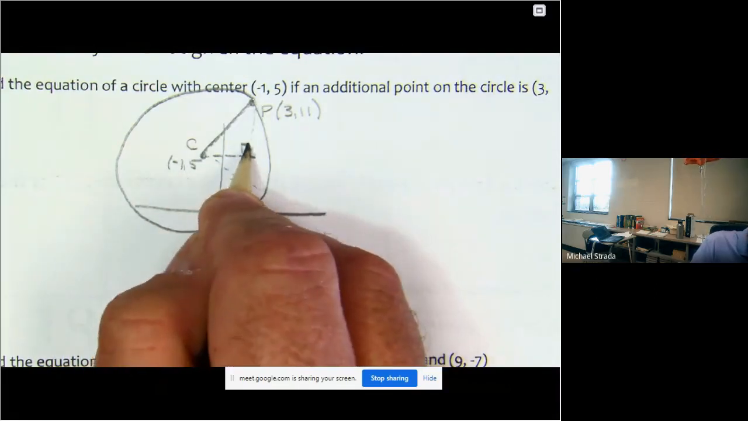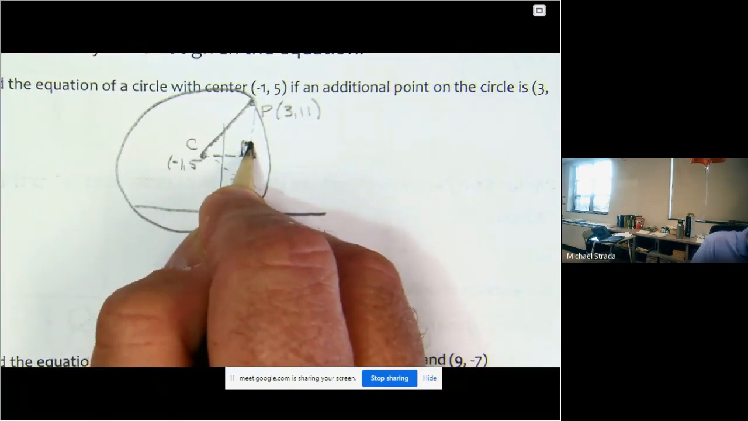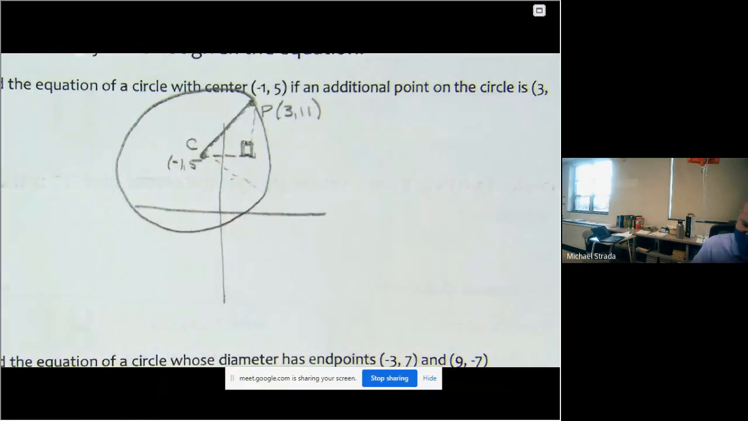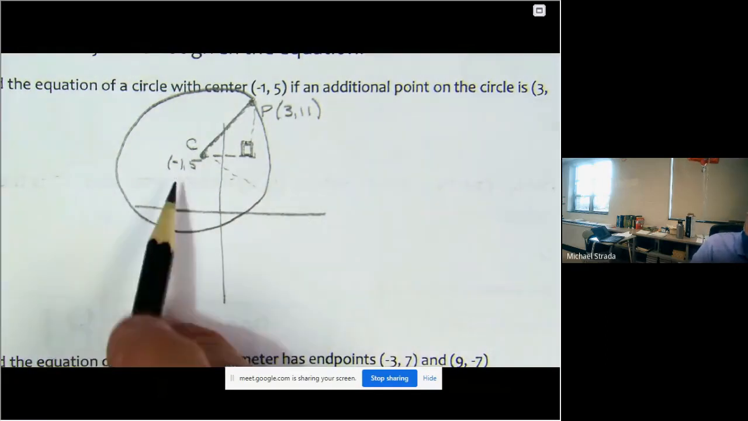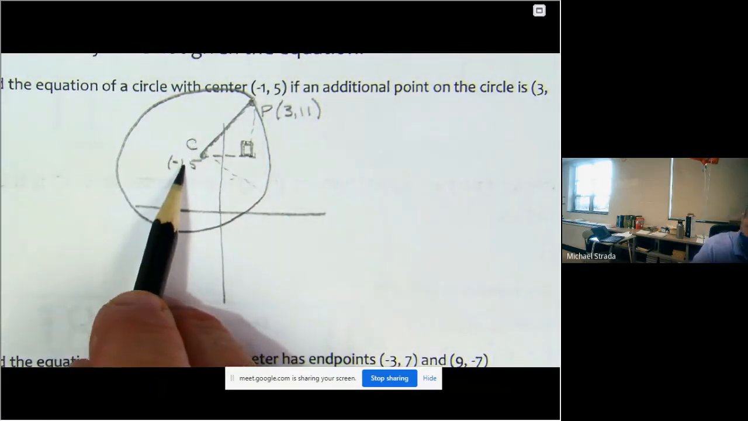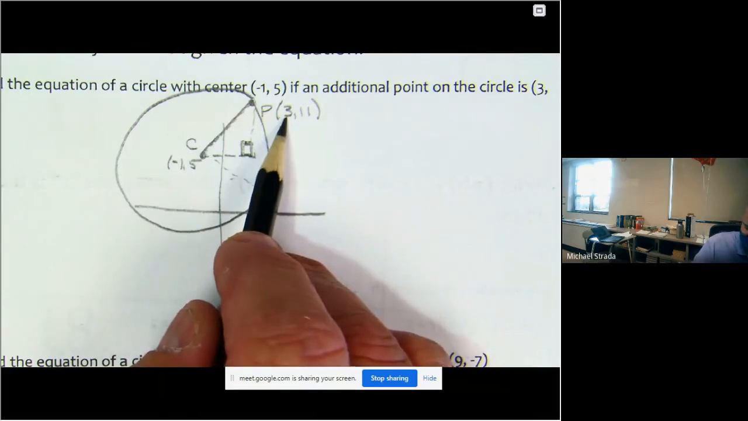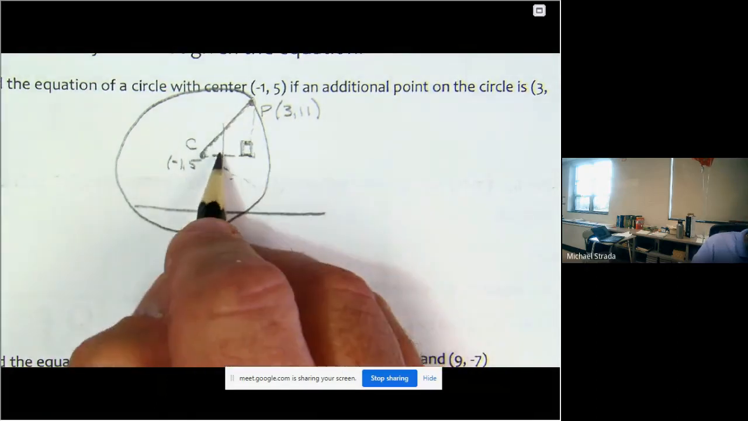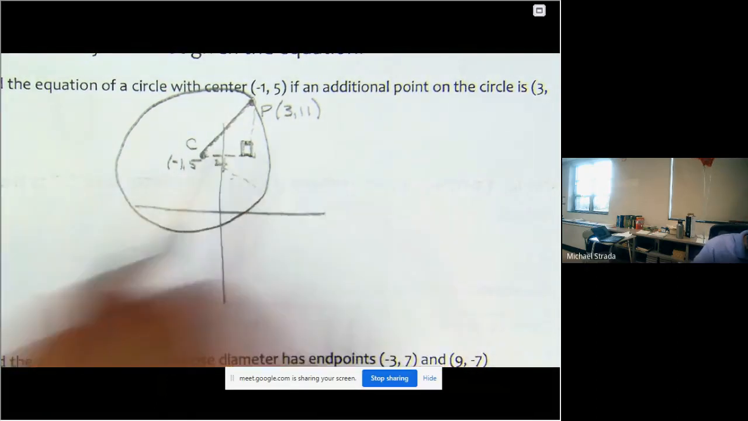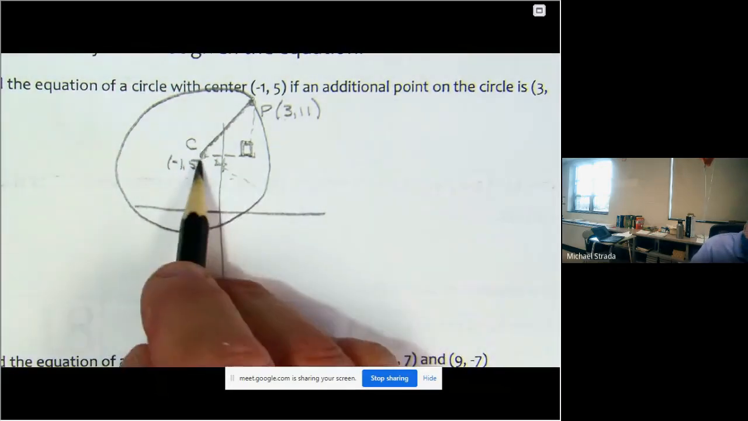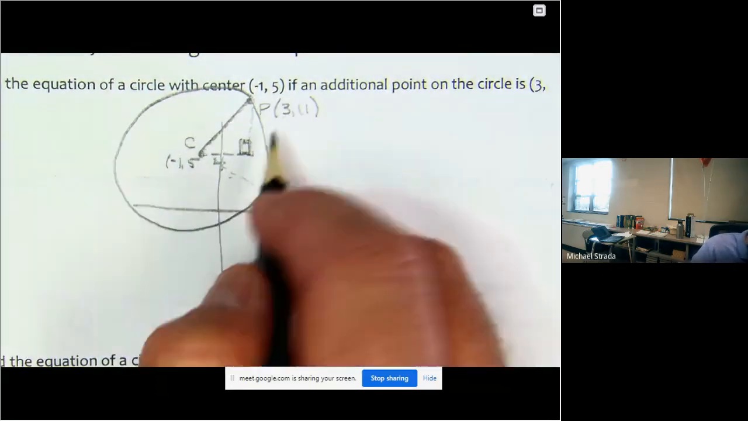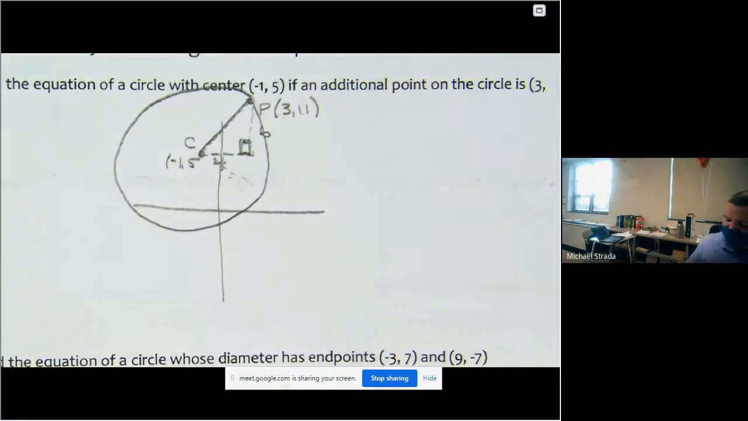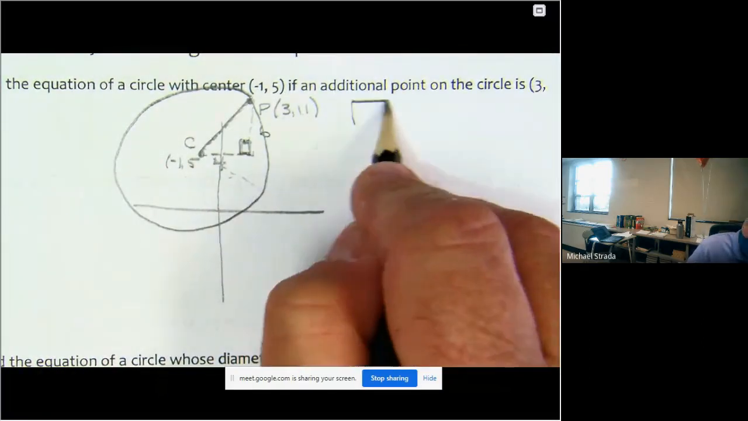Or my suggestion, ladies and gentlemen, is you take your sketch and you turn it into what type of triangle? A right triangle. Then you use what common theorem with the right triangle? Pythagorean theorem. From negative 1, which is that x coordinate, over to 3 is how much? 4. From 5 up to 11 is how much? 6.